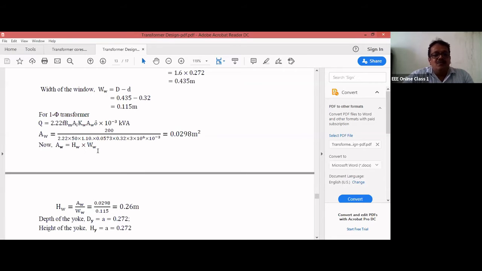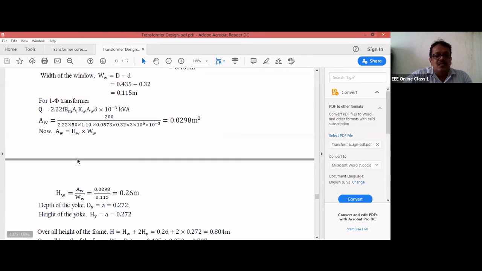The area of the window is the height of the window into the width of the window. Already we know the width of the window, so the height of the window is equal to Aw divided by Ww. What I got now is a height of the window of 0.26 meter. So these are the dimensions of the window.